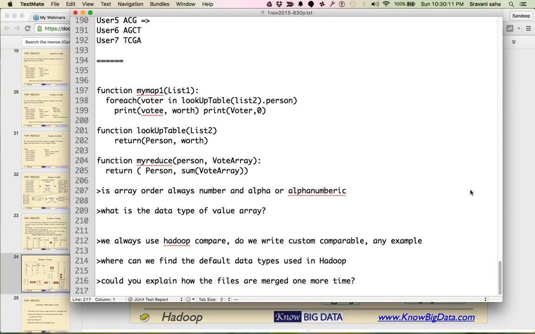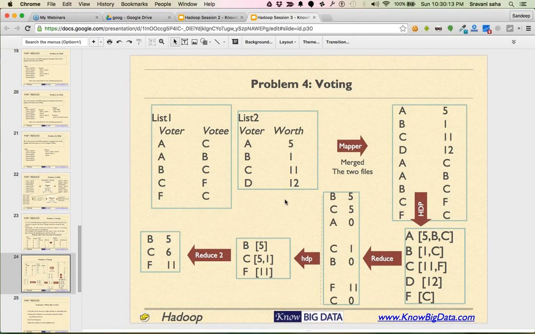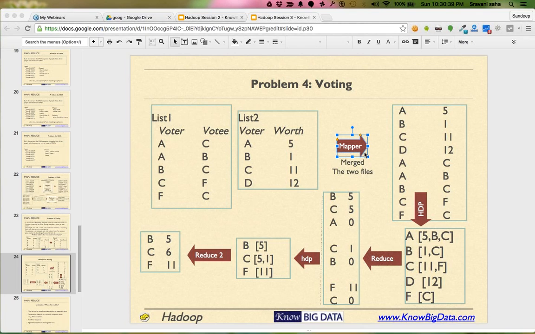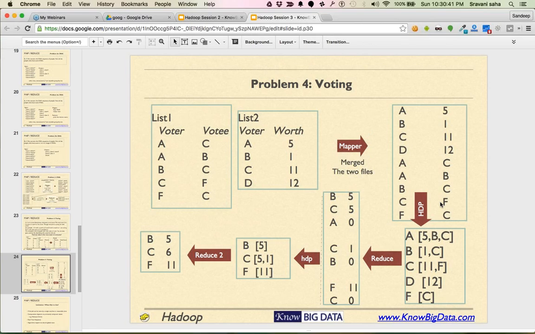Veena's question is, could you explain how the files are merged into one? Okay. The easiest way to explain is that when we are providing the input to our first phase of map, we provide the folder rather than the file. Okay, which means both the files sitting in the same folder will be automatically merged by Hadoop for you, and will be given to the mapper. Sounds okay?